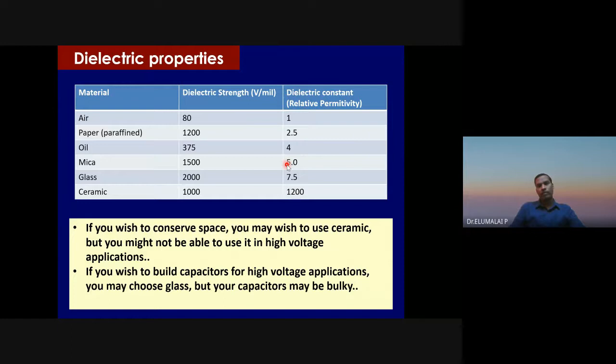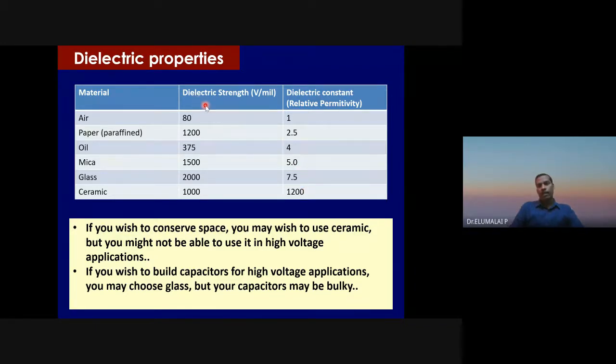Mica, another form of silicon family. Paraffin oil, still better than air. So the take home point is, in order to have a larger energy storage or charge storage in a parallel plate capacitor or condenser, you need a dielectric material having a large dielectric constant.